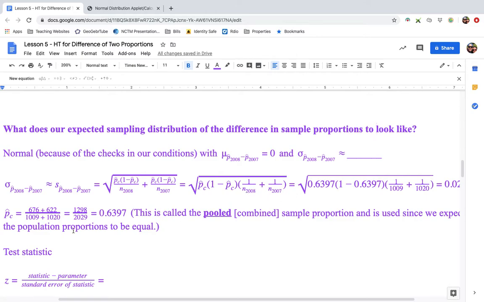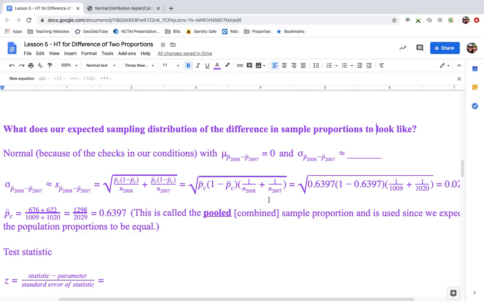So this is our calculation. So let's talk about this p hat c for a second. What is that? Okay, this is called the pooled or combined sample proportion. And so it's like, why are we using that? Like, we know what p hat for 2008 is, and we know what p hat for 2007 is.